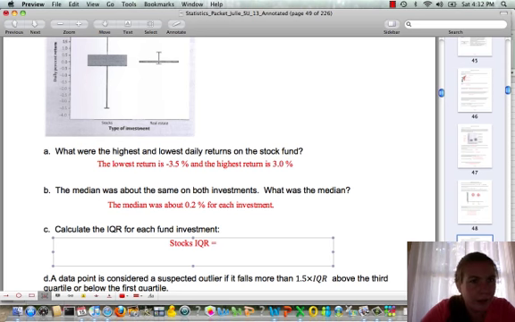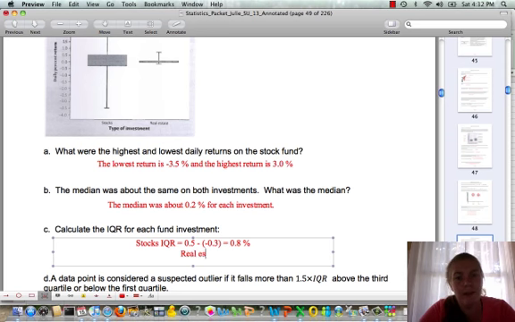IQR looks to be 0.5 subtract, I'm going to say that looks to me like negative 0.3. You guys might be able to read it better. So that IQR for stocks looks to be about 0.8 because remember, when we have 2 negatives in a row, we're going to add. Remember, that's percent.